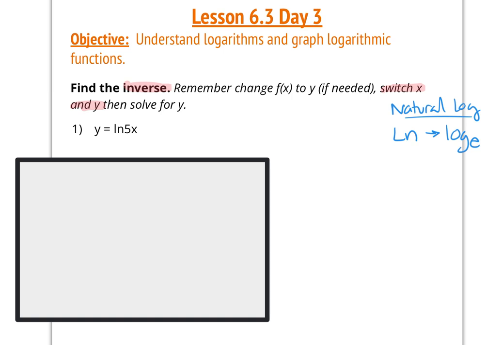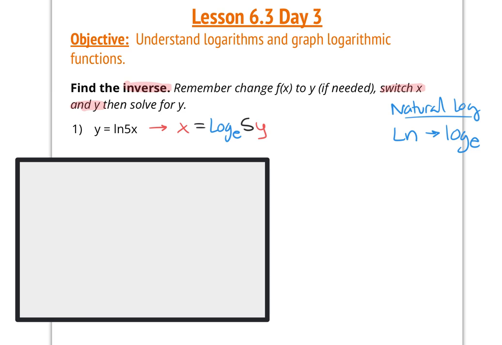So on this first step, I'm going to switch my x and y, but I'm also going to rewrite my natural log as log base e. So it'll be x equals log base e of 5y. So from here, we can now find the inverse.